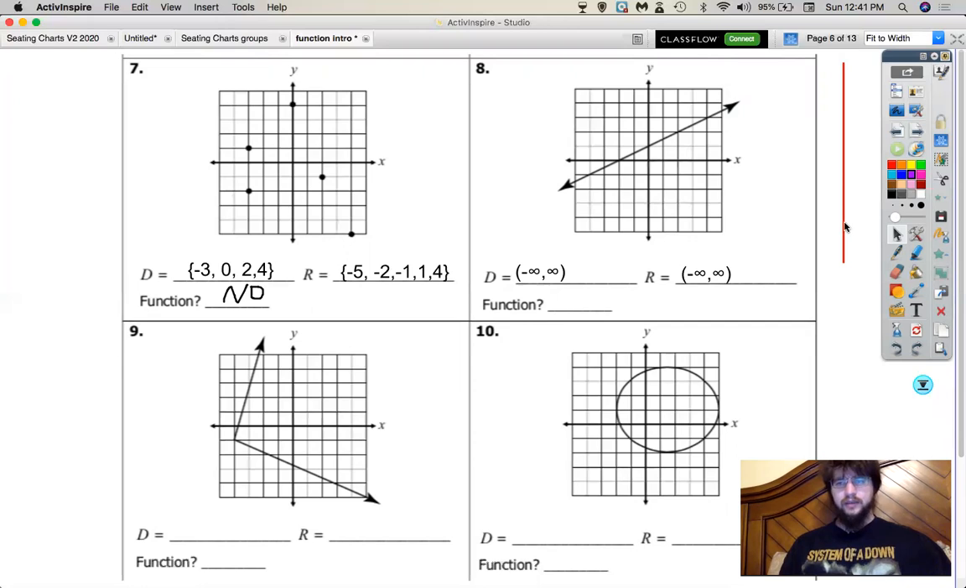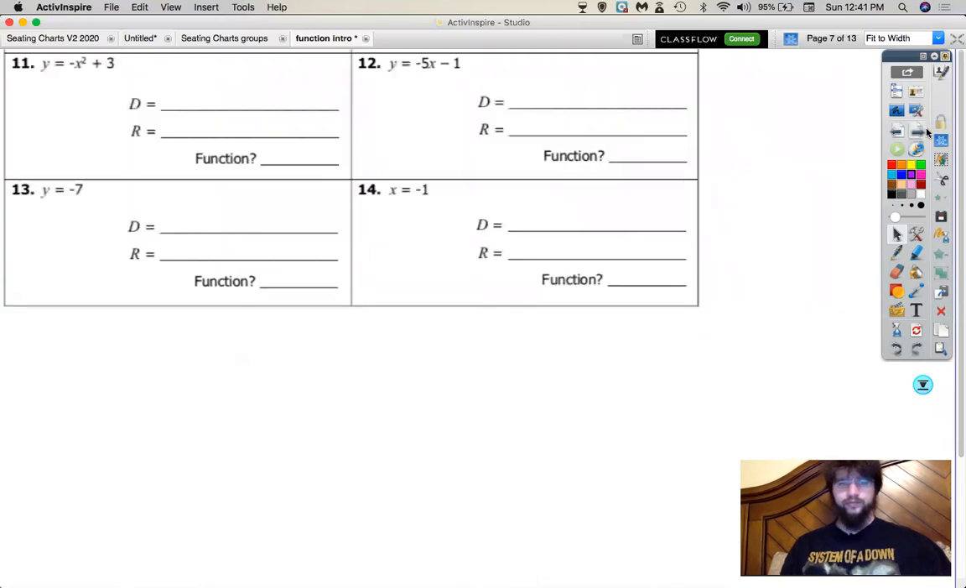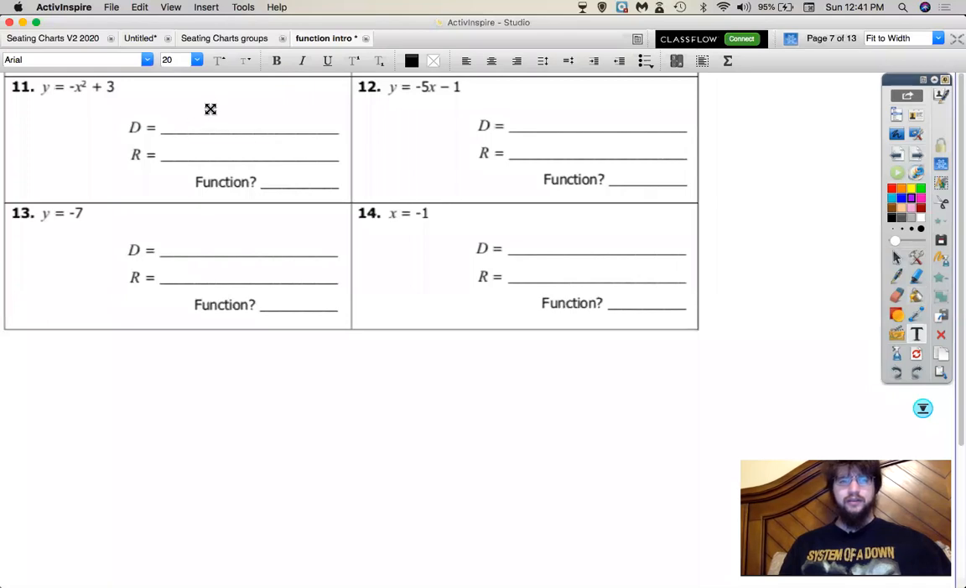Okay, let's just look at these two. Are these functions? Well, is this a function? Passes the vertical line test, so yes. Is this one a function? No. Is this one a function? No. And now we have equations, okay? So you'll have to think back to Algebra 1.